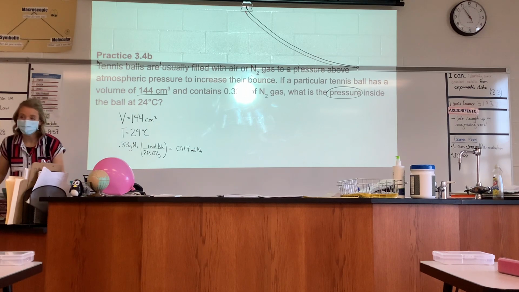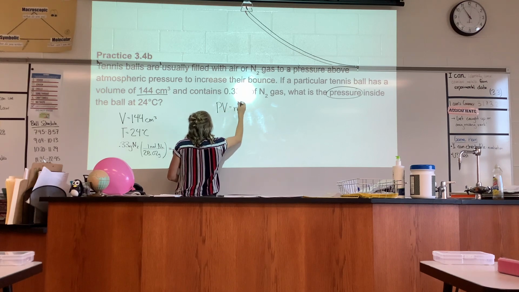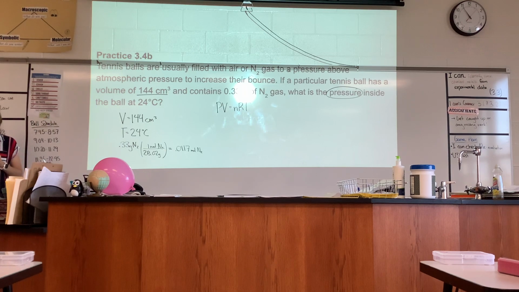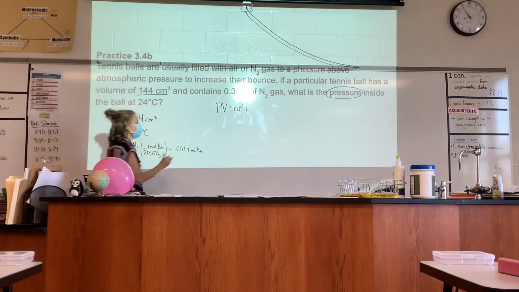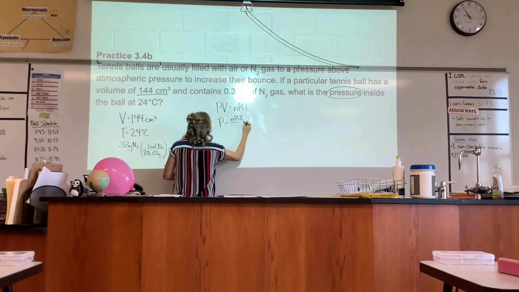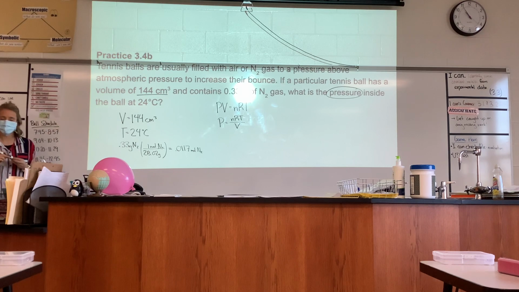So let's take our equation and rearrange it. So we have PV equals nRT. What variable are we trying to find this time? Pressure. Pressure is going to equal nRT over V. Start with your R constant first. Pick which R, because then you'll know what you need to convert.